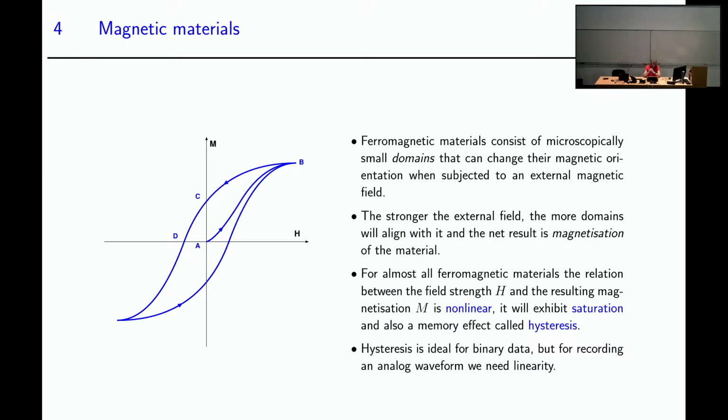If you want to record digital data, you apply a positive field, and then you remove it, and the material will remain at point C. If you want to record the other bit value, you apply a negative magnetic field, and you end up at the negative of C. So that's perfect. But to use this for an analog signal, we need some way to make it linear.